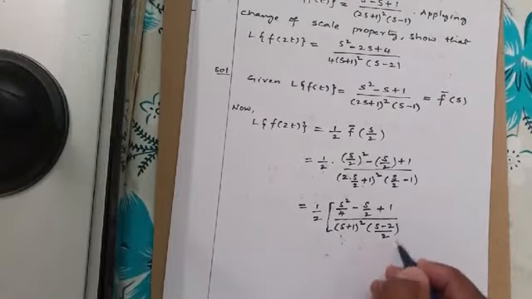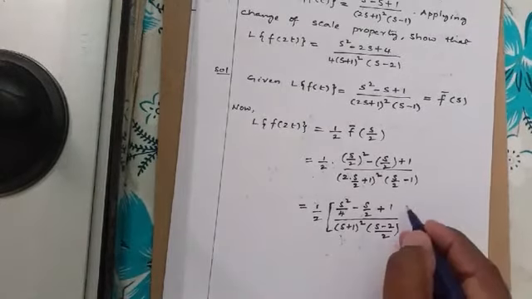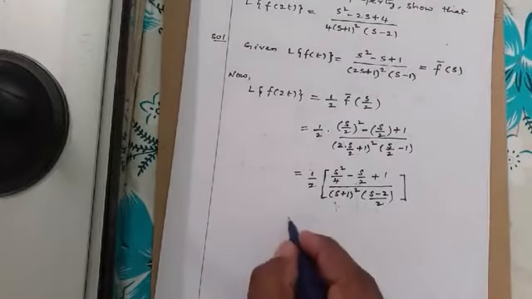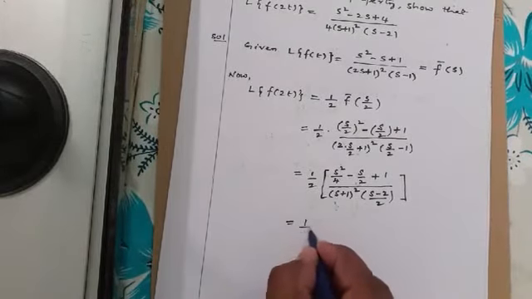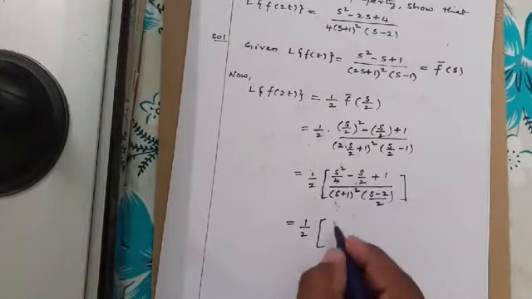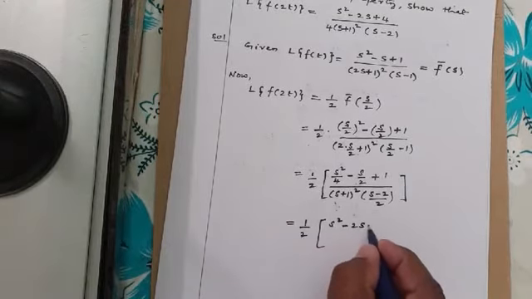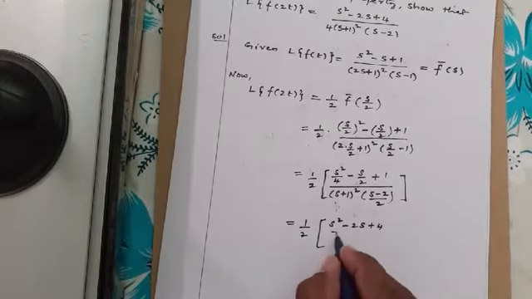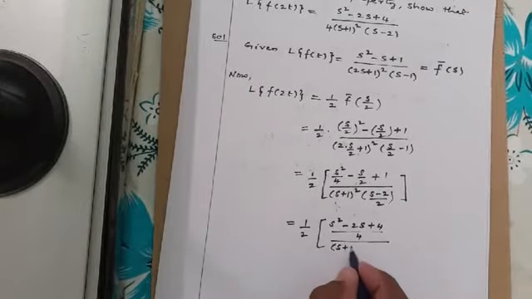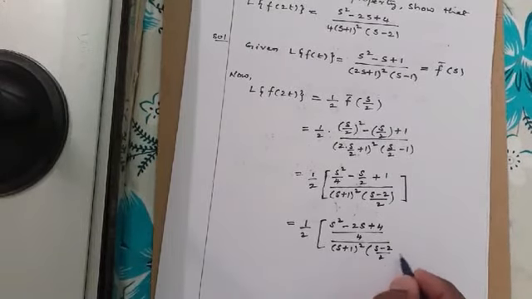When you take the cross multiplication, you get (s minus 2)/2. Now close the bracket. After closing the bracket, just simplify: take the LCM. In the numerator, the LCM is 4, so you get (s square minus 2s plus 4) upon 4 upon (s plus 1) whole square, and then (s minus 2) upon 2.